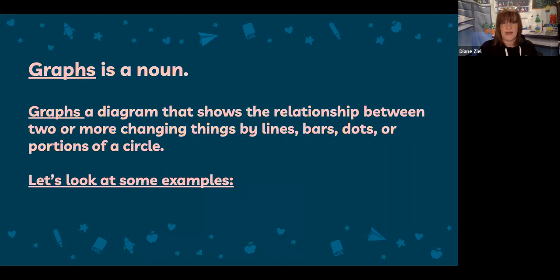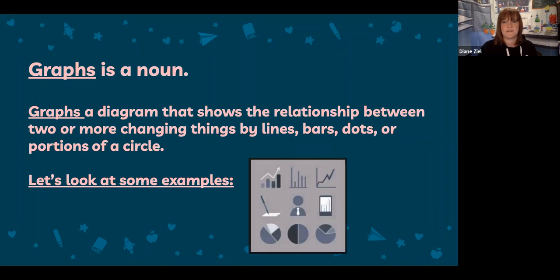Graphs. Graphs is also a noun. A graph is a diagram that shows the relationship between two or more changing things by lines, bars, dots, or portions of a circle. I talked about this when we talked about the word data and how data can sometimes be displayed in a graph and how you may have learned about that during some of your math units. So let's look at some examples. These are some examples of different types of graphs. Here you see bar graphs, a line plot, a pie graph. These are all different types of graphs, and they're used to show relationships between information or between data.